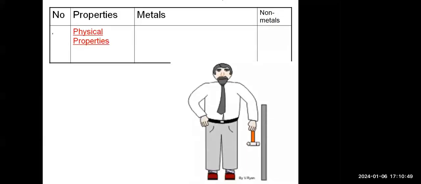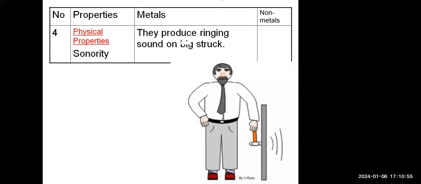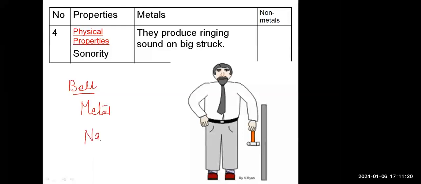The next property is about being sonorous. It means that they produce a ringing sound when you hit a metal. We know the most common example here is of a bell. The bell is made out of metal and it gives a ringing sound, whether it is manual bell or electric bell. So this is the next physical property of metals, that they all are sonorous. Now here also exceptions will be there for sodium and potassium, which are soft metals. They are not sonorous, right?